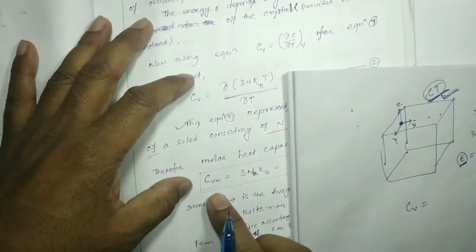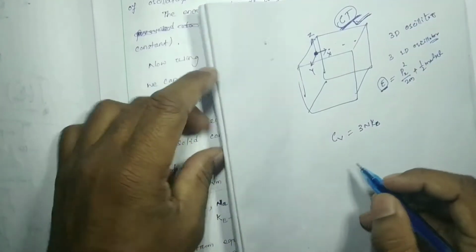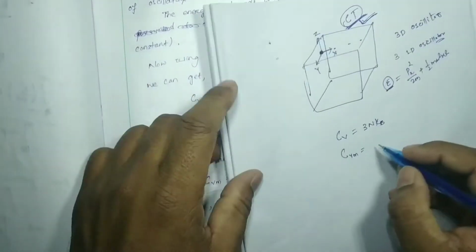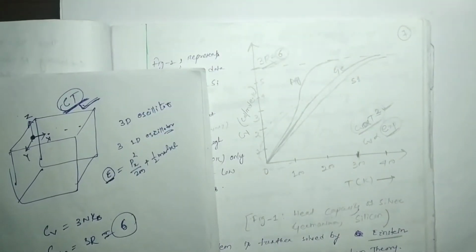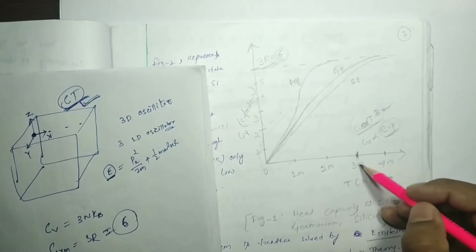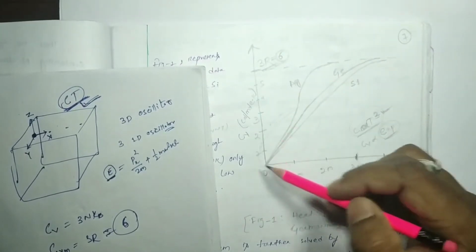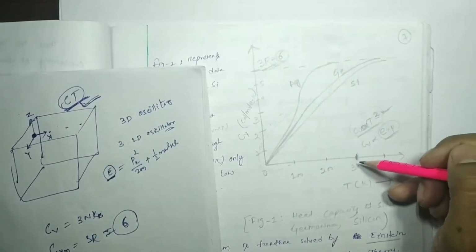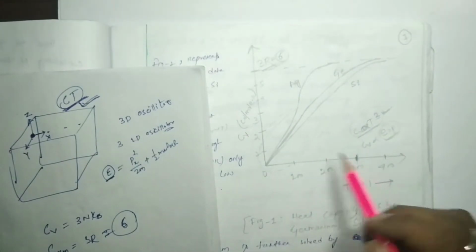I can show you here. You can check your note that we found Cv equal to 3n kB. If we consider molar specific heat, Cvm will be equal to 3R, approximately a constant value, approximately 6. If we analyze the behavior of the specific heat of different substances with temperature, above 300 Kelvin it touches the value 6, but below 300 it does not give the value 6. That means below 300 it decreases.